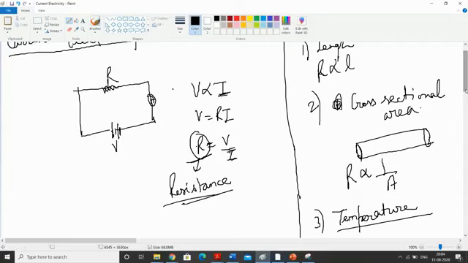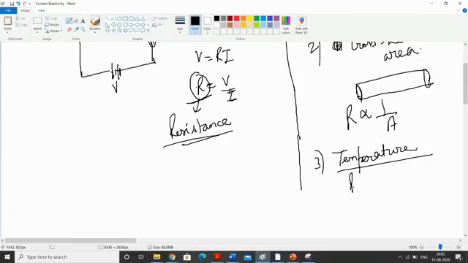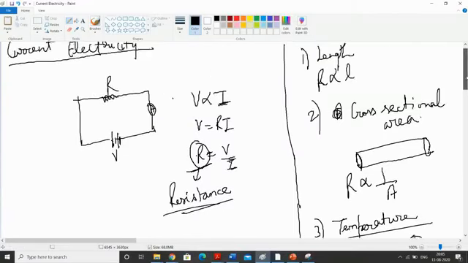But in semiconductors, if you increase the temperature, resistance decreases, because there is a band theory associated with it. So for semiconductors like germanium and silicon, the resistance decreases with increase of temperature. But in case of metals, if you increase the temperature, resistance increases because the collisions of the electrons increase. So they are directly proportional.